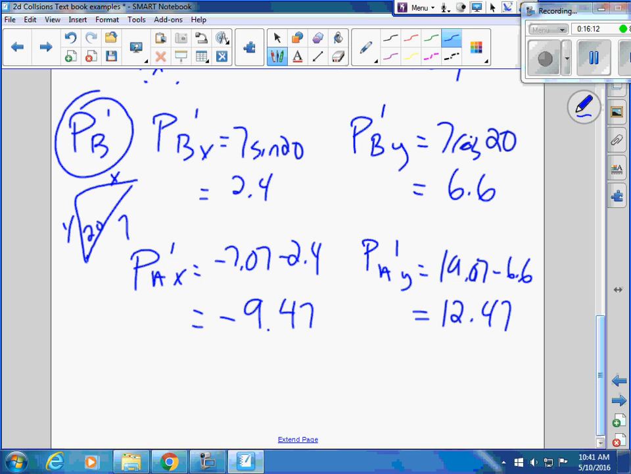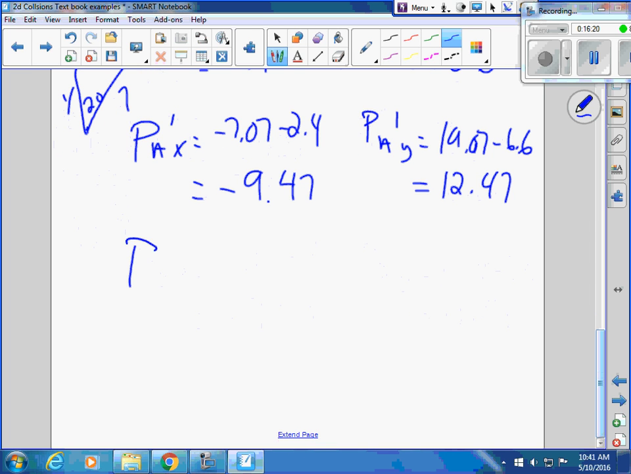Now do I put them back together? Yes, because I want to know the final velocity, so I got to find the final momentum. So PA prime squared is going to be 9.7 squared plus 12.47 squared.